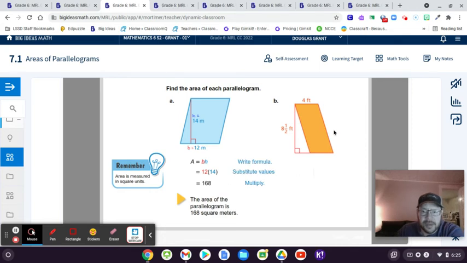All right, so now try B on your own here. What is the area of the parallelogram in B? Okay, so hopefully you did 8.5 times 4. That is the formula we're going to use. 8.5 times 4 ends up being 34. And again, it's square units. In this case, the units are feet, so square feet. Okay, now let's try some more.